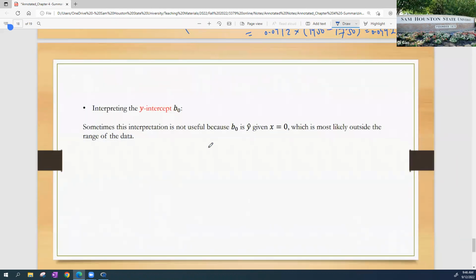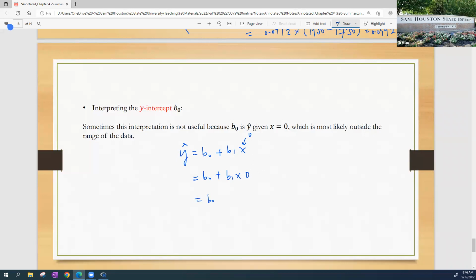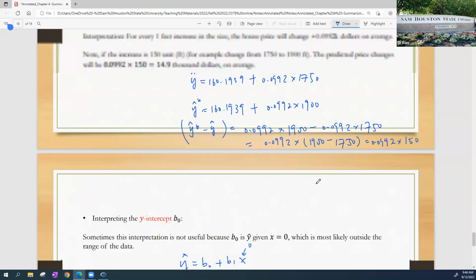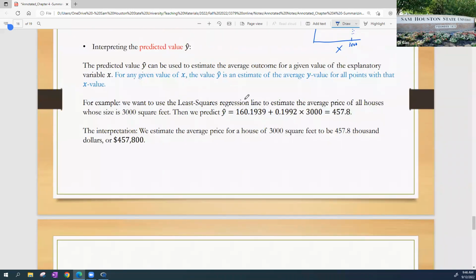Okay, the last interpretation, y-intercept b naught. Sometimes this interpretation is not useful, because b naught is y hat given x equals 0. So y hat equals b naught plus b1x, and when x equals 0, that is b naught plus b1 times 0. So b naught is actually a special case for y hat, the predicted value.